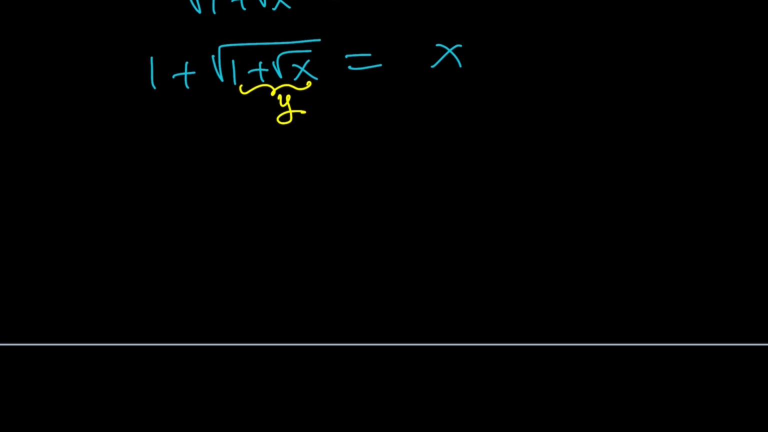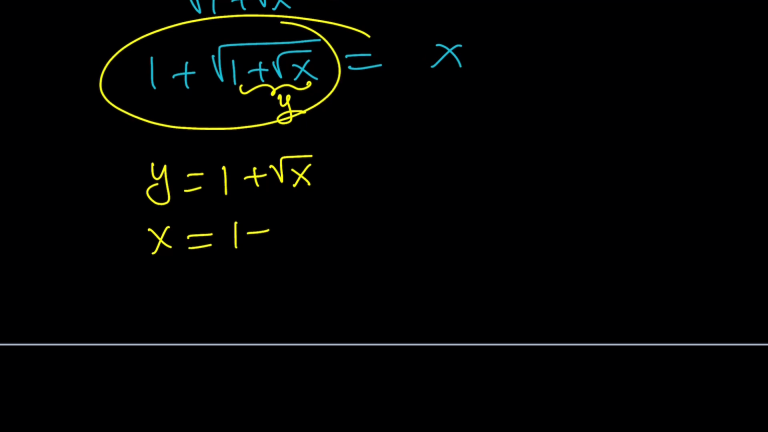So by this assumption, I'm getting y equals 1 plus square root of x. But this also means that x equals, because the whole thing is x, remember that? 1 plus square root of y, right? So that's our system. You see, why did we turn the single equation into a system? Because this system is very easy to solve because of symmetry.